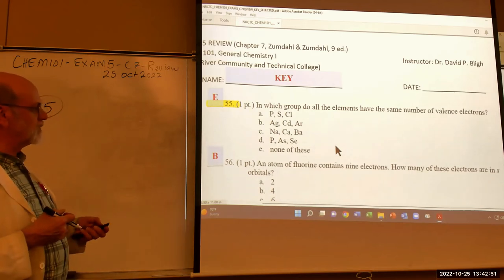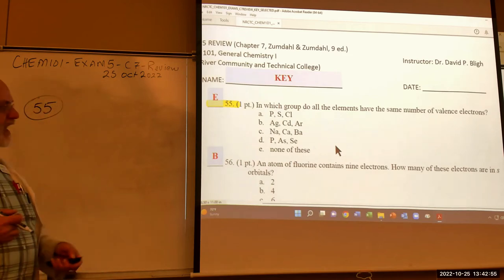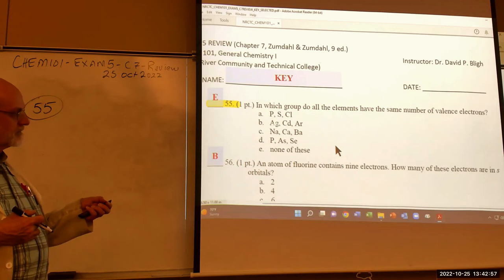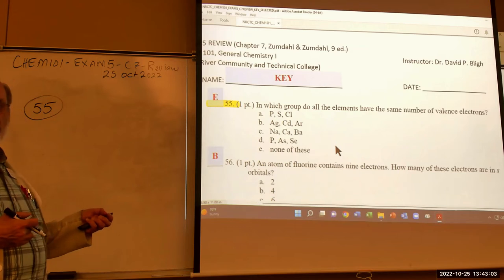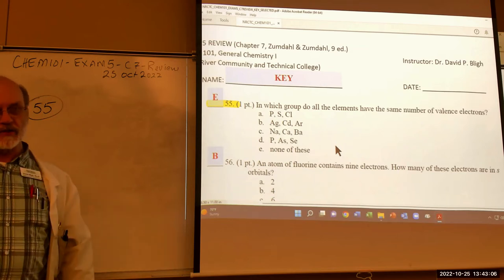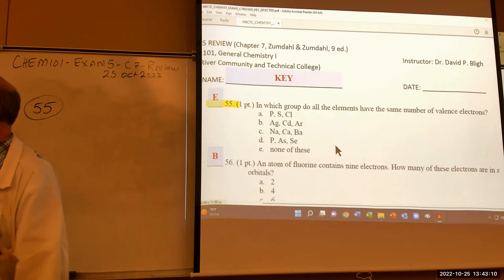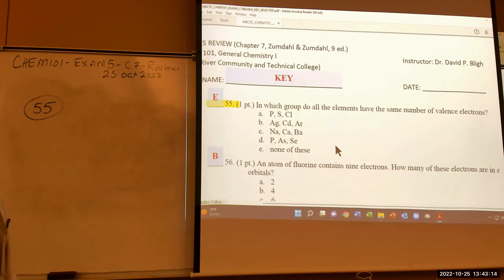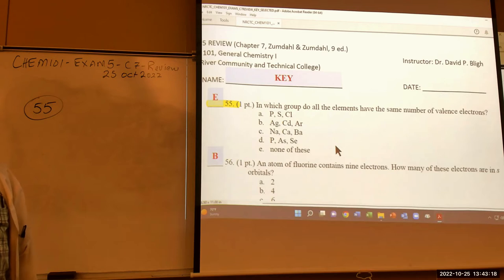How about silver, cadmium, and argon? Well, argon's a noble gas, so you know that these guys don't match. How about sodium, calcium, and barium? Well, calcium and barium are in the same family, but sodium's not. Right? You can just look at the periodic table. Phosphorus, arsenic, and selenium. Well, phosphorus and arsenic are together, but selenium's not. So none of them have the same valence electrons, right? Because they're not all three in the same group.